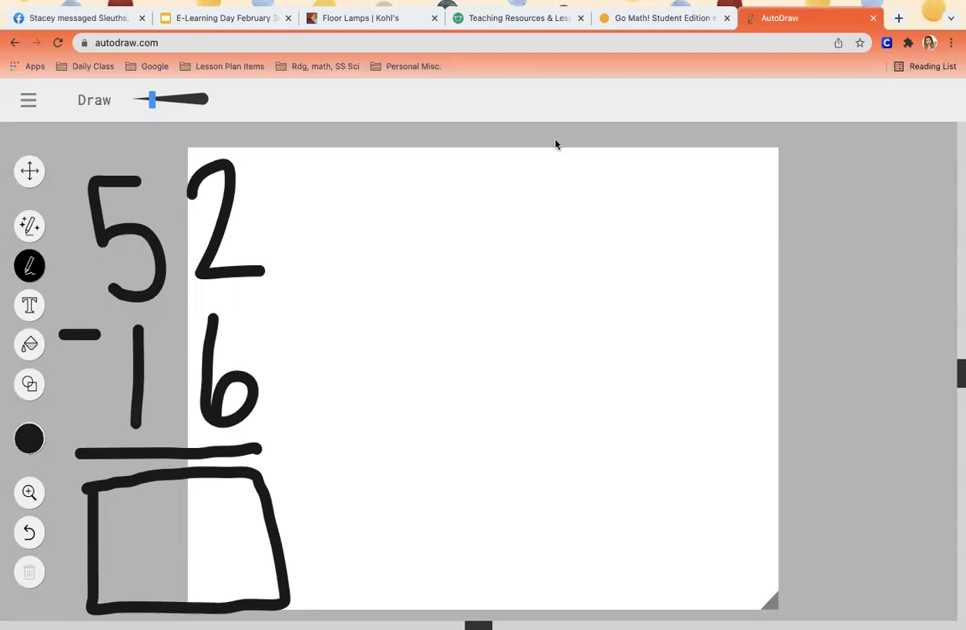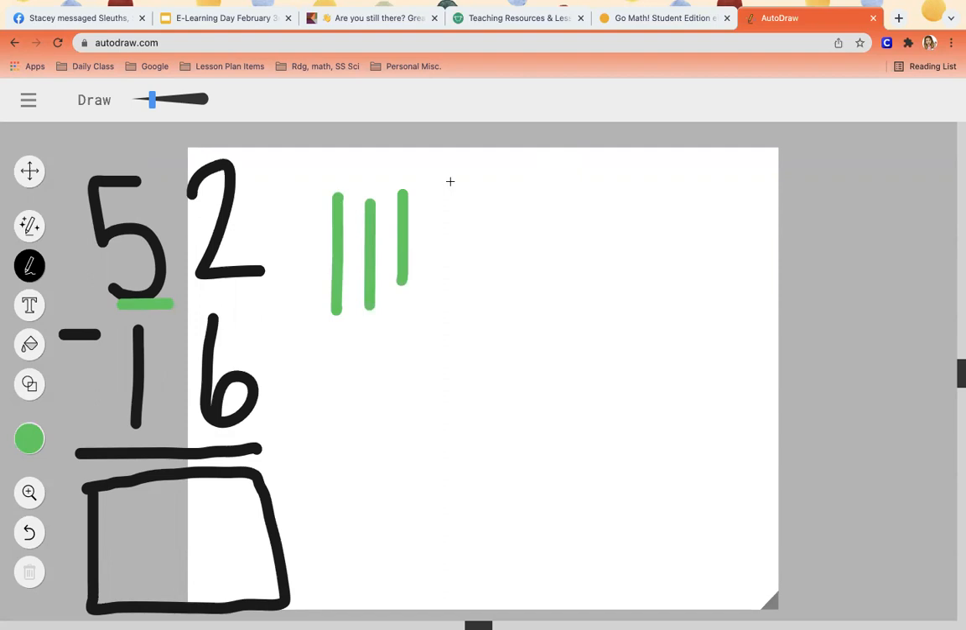Hello, boys and girls. So today we are going to be reviewing how to subtract a two-digit number from a two-digit number when we have to borrow from our neighbor. So what I'm going to do is just draw the number 52. And 52 is, as you know, five tens. So we're going to draw five tens.